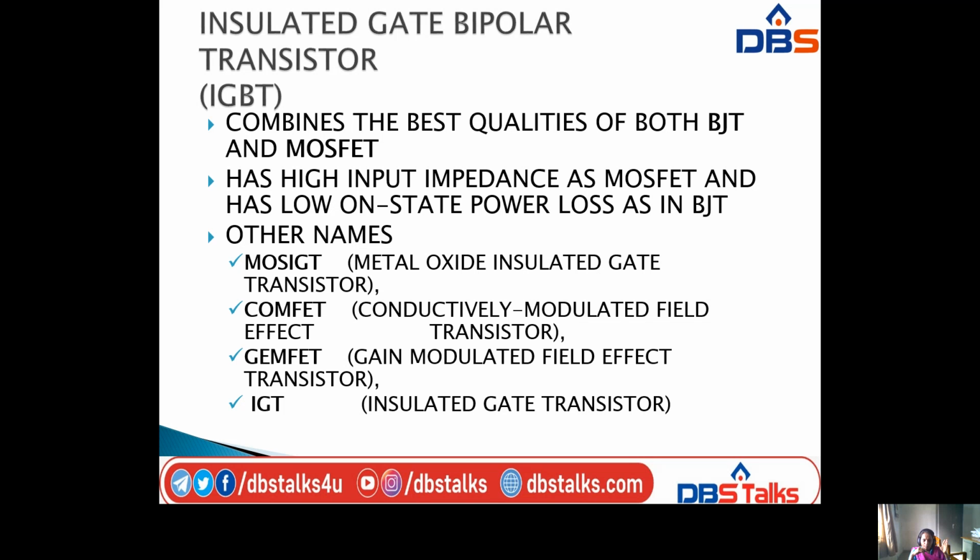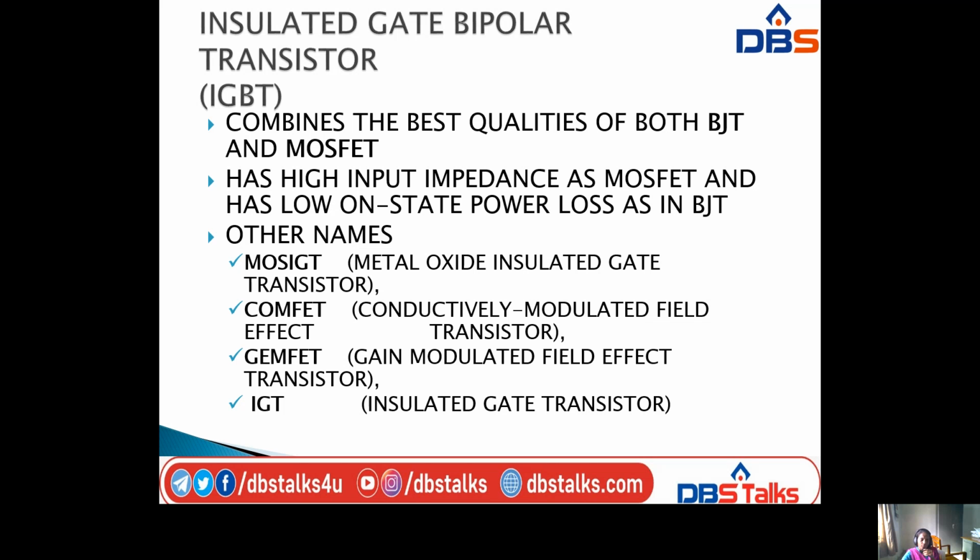So other names for IGBT: metal oxide insulated gate transistor, COMFET, which means conductivity modulated field effect transistor, GEMFET, gain modulated field effect transistor, and IGT, insulated gate transistor. These are the other names for IGBT. It combines both best qualities of BJT and MOSFET: high input impedance as in a MOSFET and a low on-state power loss as in a BJT.